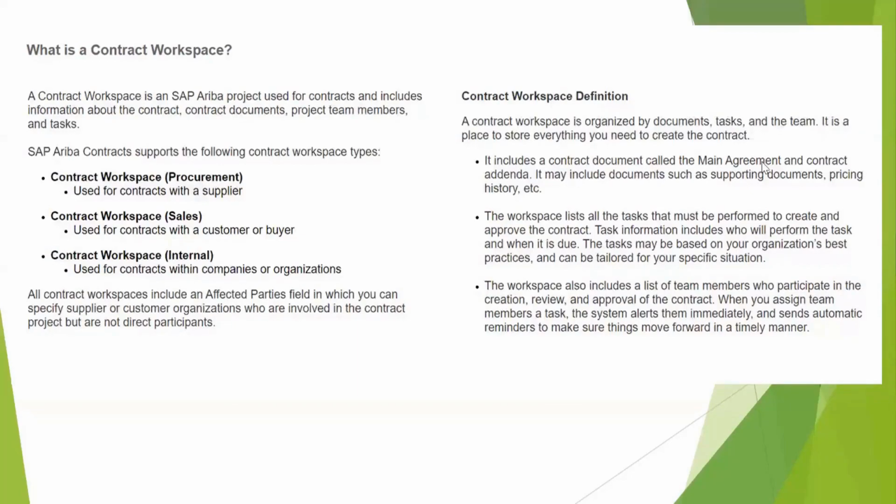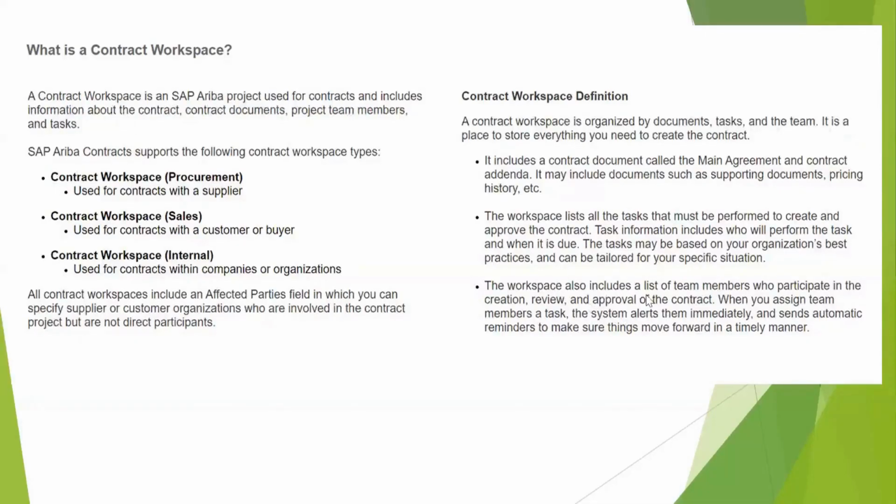It includes a contract document called main agreement or contract addendum, as I mentioned. So if you want to edit a Word document inside Ariba, you have to upload that document as a main agreement or contract addenda. Only one document can be added as a main agreement. Remaining documents can be loaded using contract addenda. If you do not use main agreement or contract addenda, then you will not be able to edit the Microsoft Word document in Ariba. That is as simple. The workspace lists all the tasks that must be performed to create and approve the contract, as we just discussed. Also the team members who can participate in your contract execution.